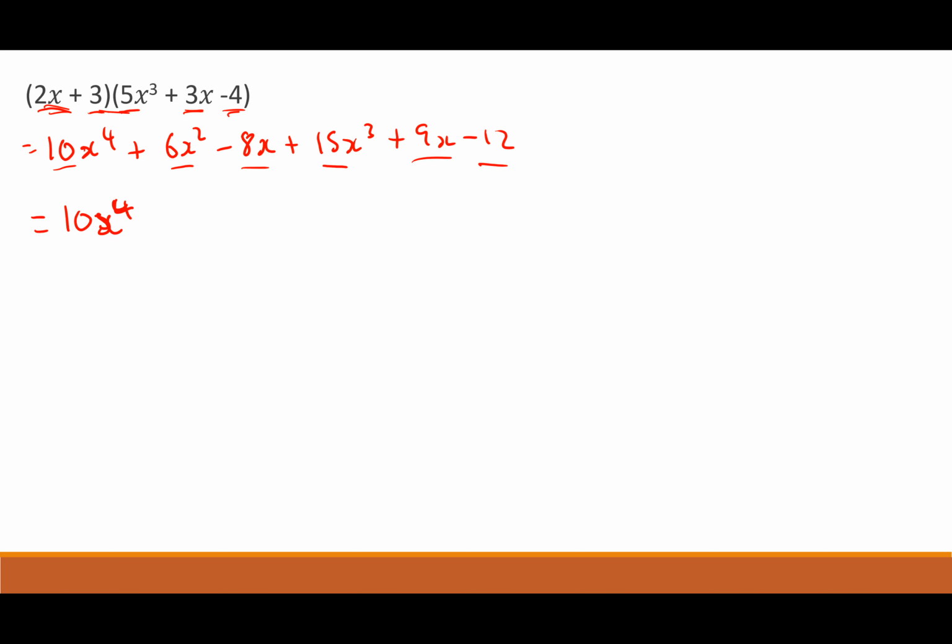How many x squared terms do we have? Only one. X cubed terms, only that one, so let's do 15x cubed plus the 6x squared. So that and that will just give you x minus 12. Alright, let's move on.